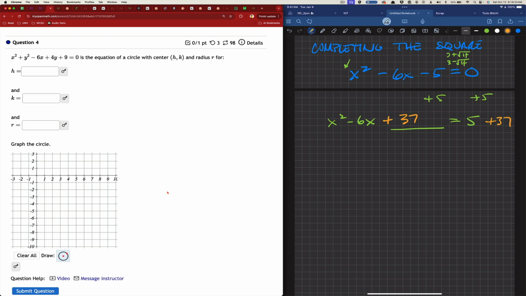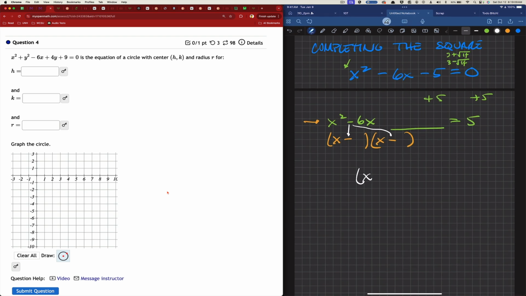But this 37 is not what I want to add. What I'm getting at is that you're choosing what to add there. You want to choose a number such that you create something that is factorable, and this thing is going to be a perfect square trinomial. It's going to be x minus something, x minus something. Why is it going to be minus something? Because these signs have to match.